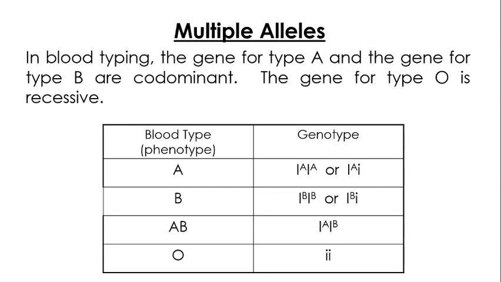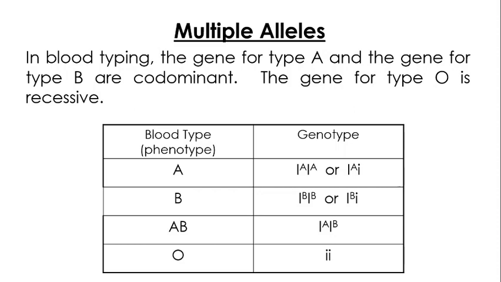So for type A, you have to have a homozygous A genotype or perhaps a heterozygous A genotype. Sa B, homozygous B or heterozygous B. And then for the last two blood types, blood type AB and blood type O, isang possible combination lang ang pwedeng mangyari. Sa blood type AB, it is heterozygous AB.